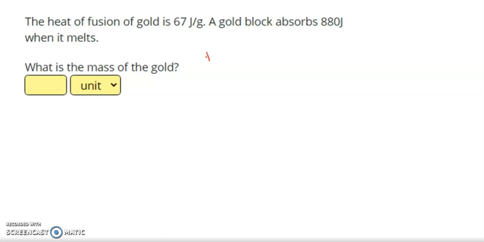And we're going to use that 67 joules per gram. That's my HF. My other given, I have 880 joules. Joules tells me that's energy. The letter for that is Q. And then I'm looking for mass, so M is unknown. I'll pick an equation that has all of those.